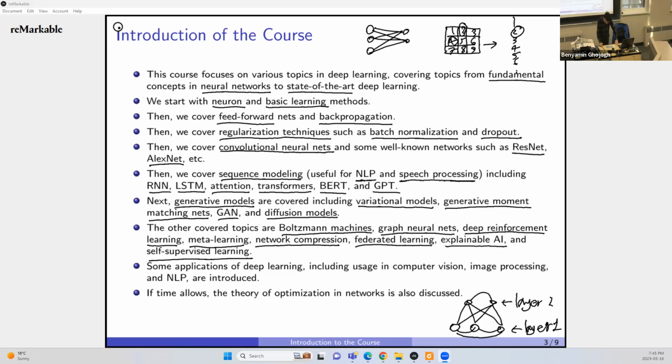Now, when we look at it, we'll see that it's not similar to a one-layer neural network, because we have some connections between the neurons of the same layer, which usually we don't have in neural networks. We'll see these things. And this is just a short introduction, okay?